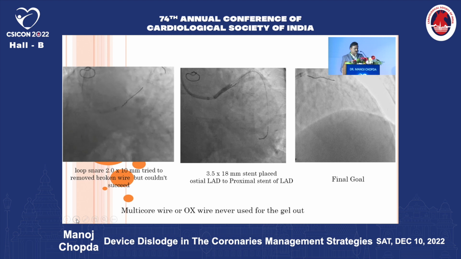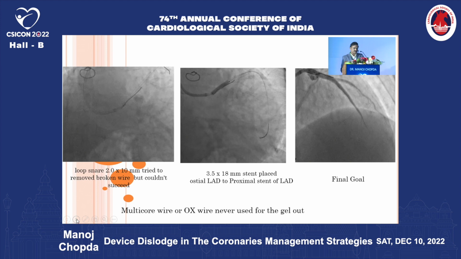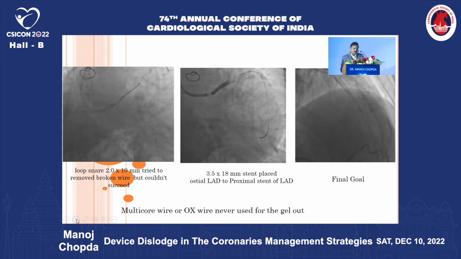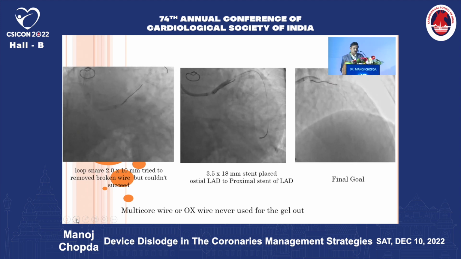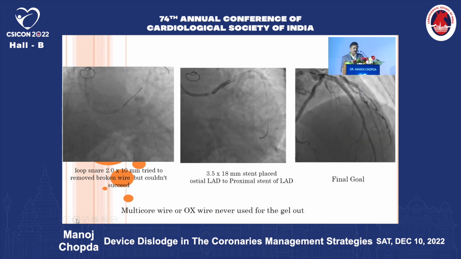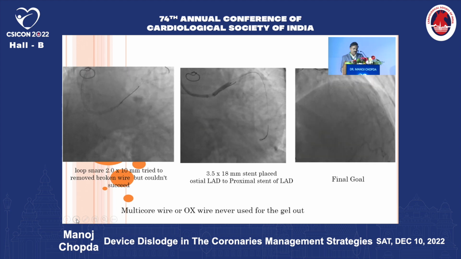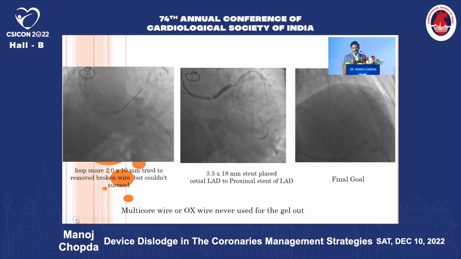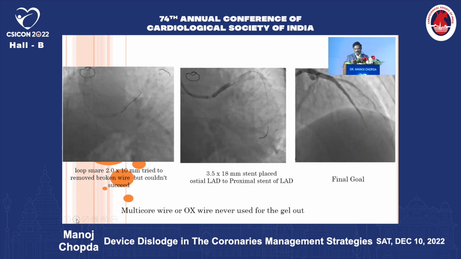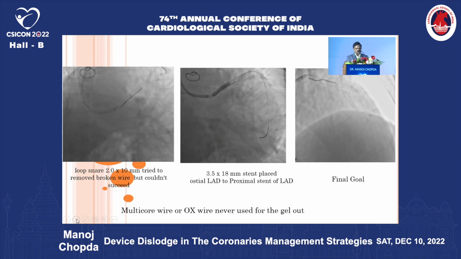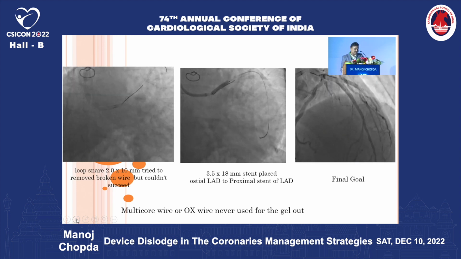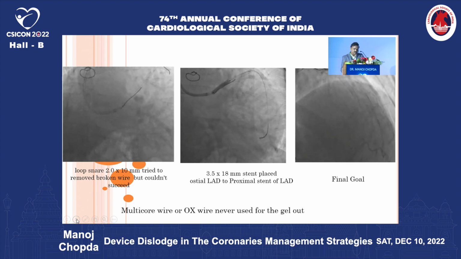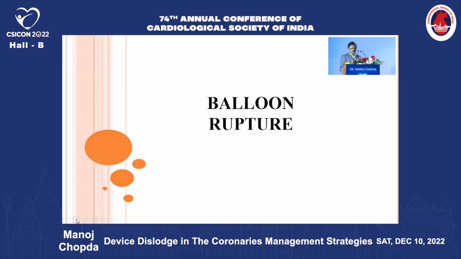We tried to put a snare and remove it, but we couldn't catch it. When we took a shoot, we thought that it was in the ostial LAD, only in the LAD. So we took a 3.5 by 18 millimeter stent, placed it from the ostial to proximal LAD, and covered the broken part. That's how we got a good result and the patient was stable. Almost 3 years on, the patient is doing well. So we tried a snare, but that couldn't succeed, so we went ahead with a second stent and covered the wire.